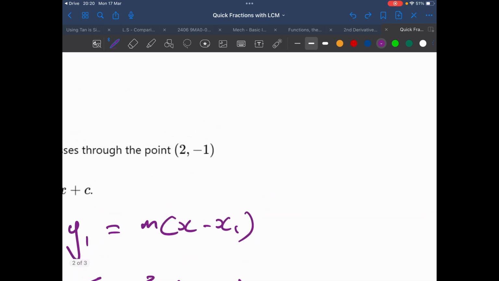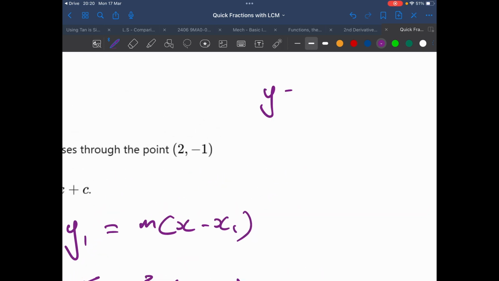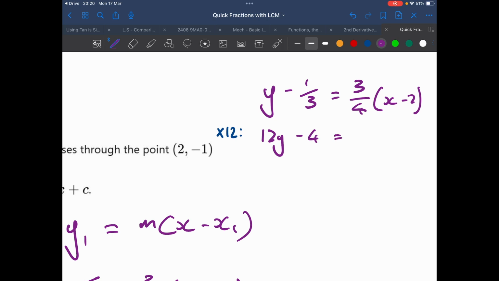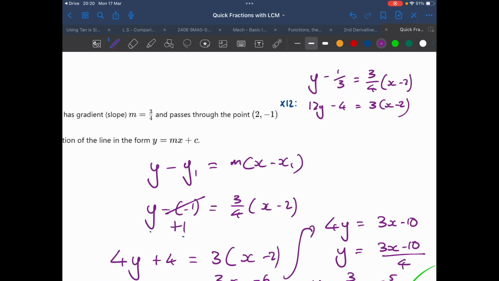In fact, let's just practice that with a slightly different example. Imagine I had gotten a y value of 3. I might have something like this. I think this was x minus 2. So what number might I choose to multiply by? I could do 4, I could do 3. So really what I should do is 12. That would mean that in one fell swoop, I would have 12y minus 4 equals 3x minus 2. So from there, I could solve the question really, really quickly.